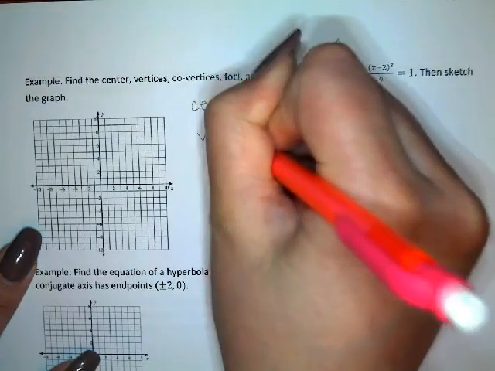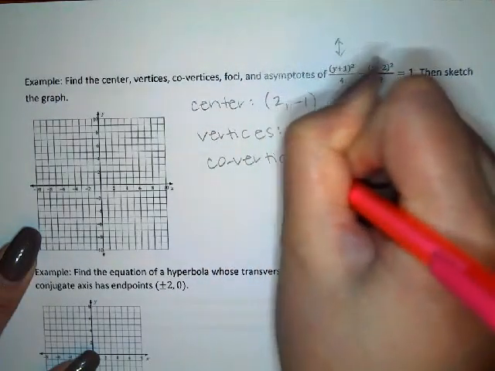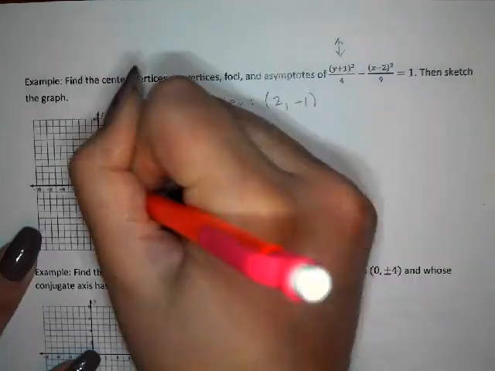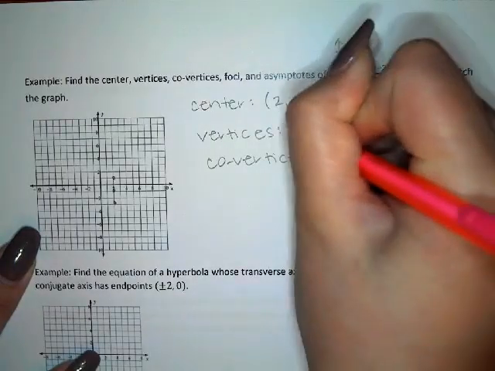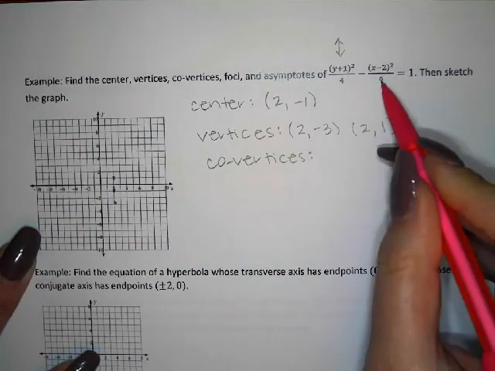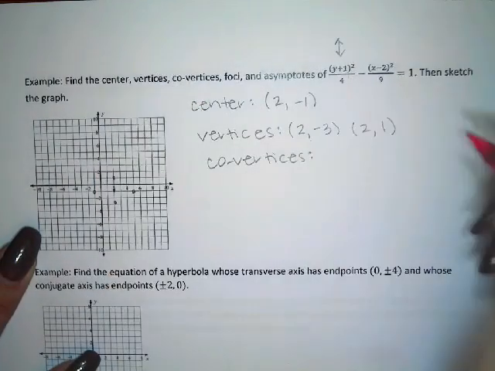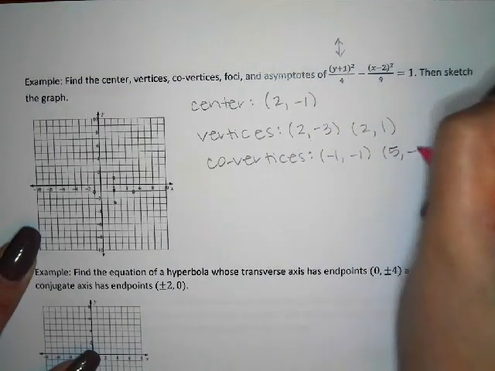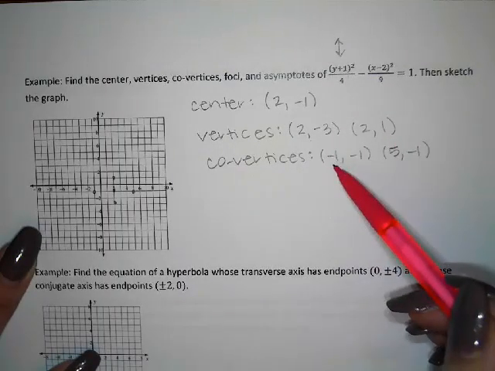So vertices, covertices. Okay, so 2, negative 1. We're going to go up and down 2 from the center. And that's where the vertices are. So up 2, down 2. Okay, and then we're going to go left and right 3. 1, 2, 3. 1, 2, 3. So the covertices are left 3 and right 3. So when I go up and down, I'm just adding or subtracting that number to the y coordinate. When I go left and right, I'm adding or subtracting that number with the x coordinate.